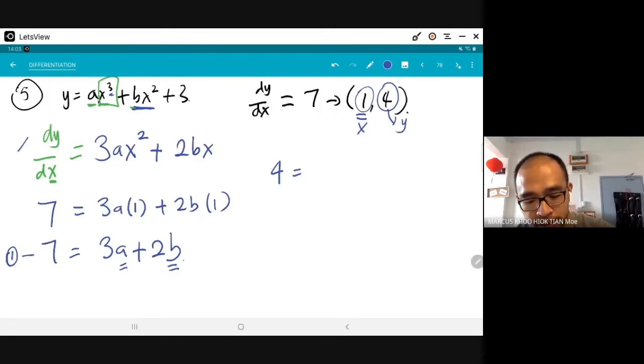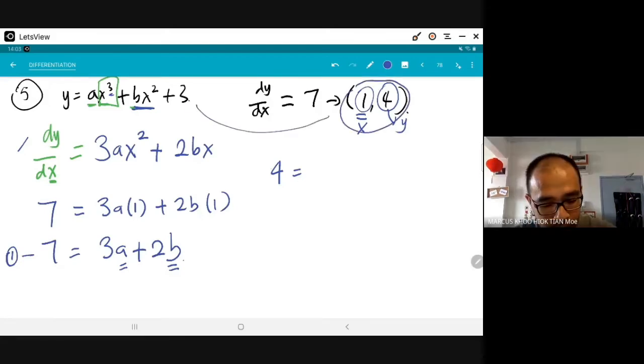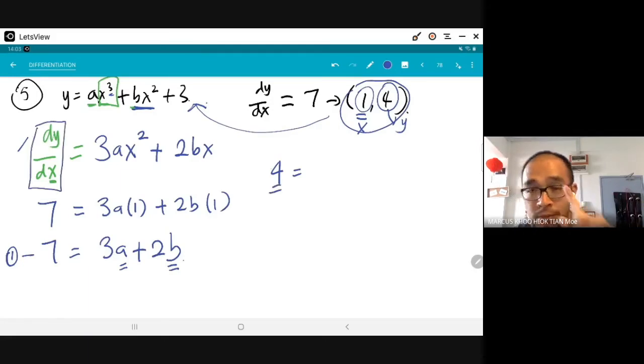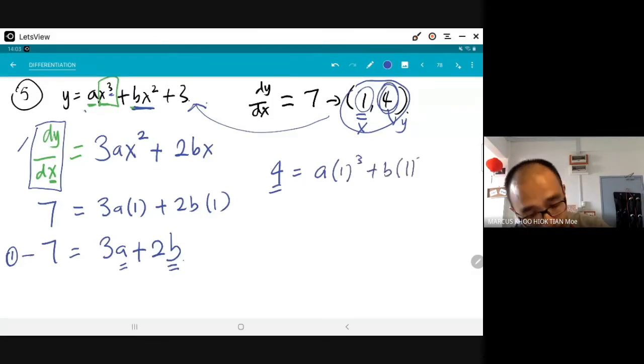What you need to do is substitute this into the original. Okay, kita tidak boleh ganti dy dx sebagai 4 sebab 4 bukan dy dx. 4 adalah koordinat y. So we substitute into the original equation. So 4 and A 1 kuasa 3 tambah B 1 kuasa 2 tambah 3. Okay, so we will get 1 equals to A plus B, second equation.